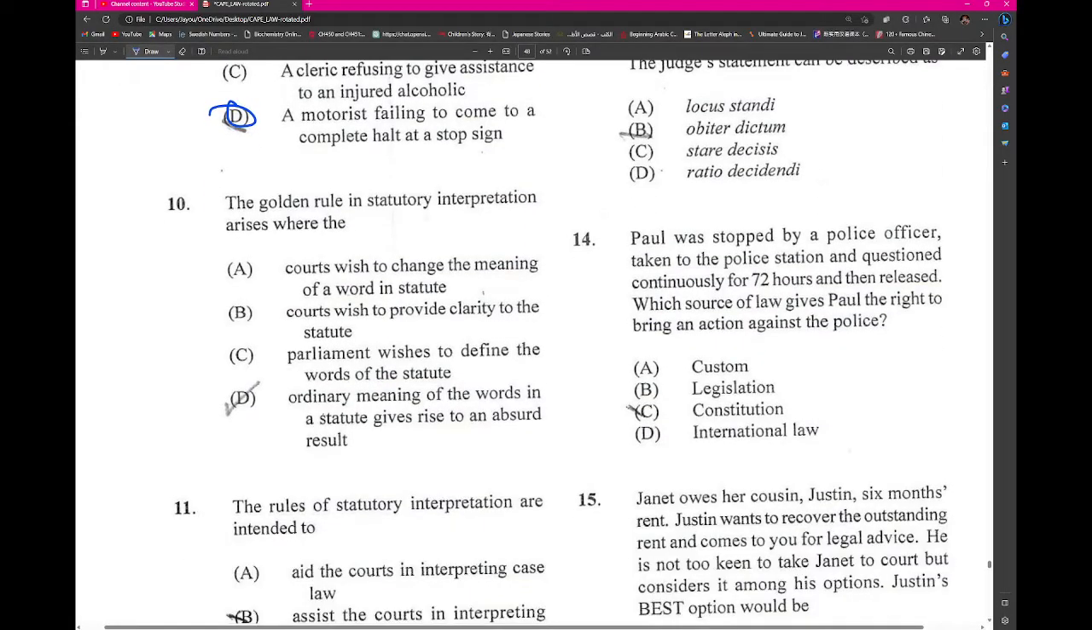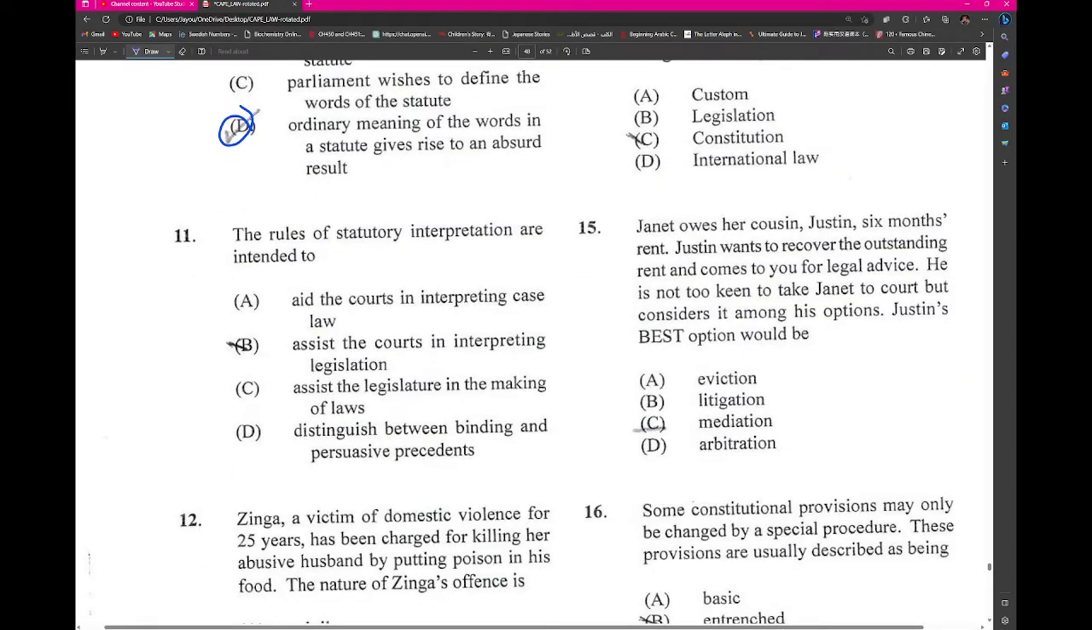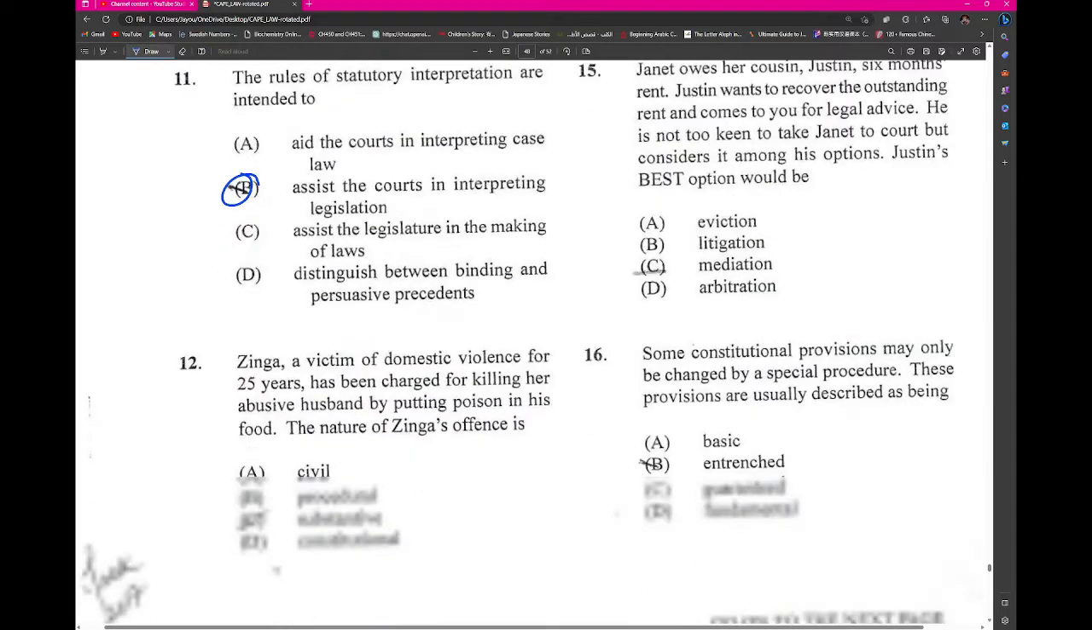The golden rule is where the ordinary meaning of words in the interpretation is used. Yes, it would be. The rules of statutory interpretation are intended to assist the courts in interpreting legislation.